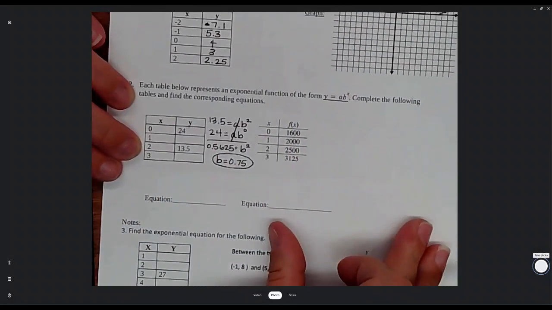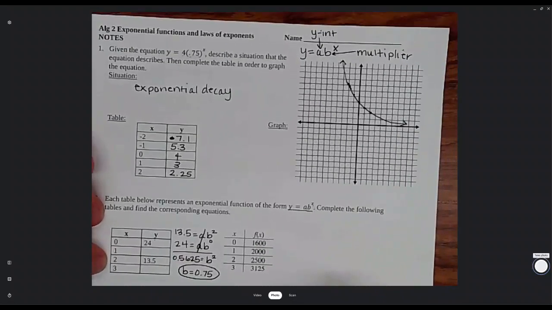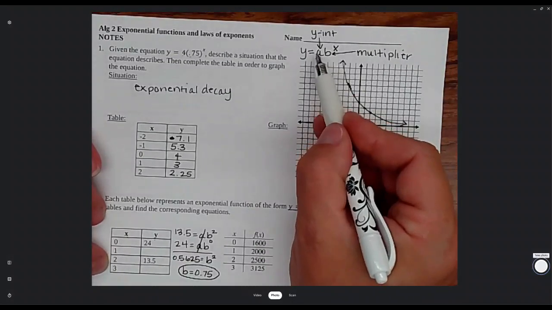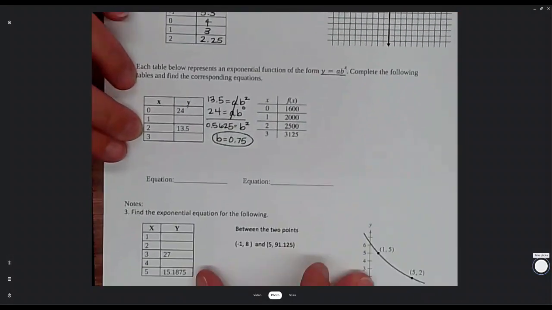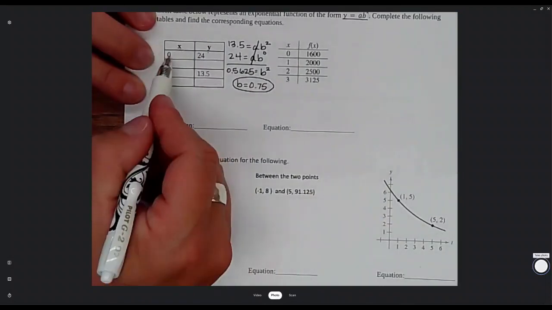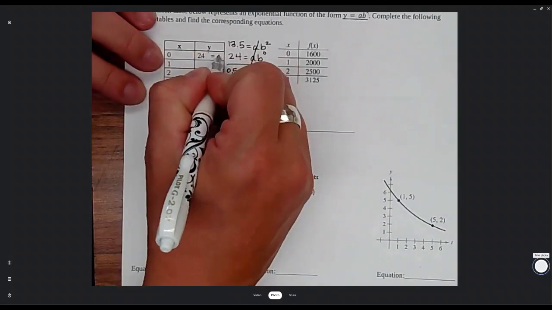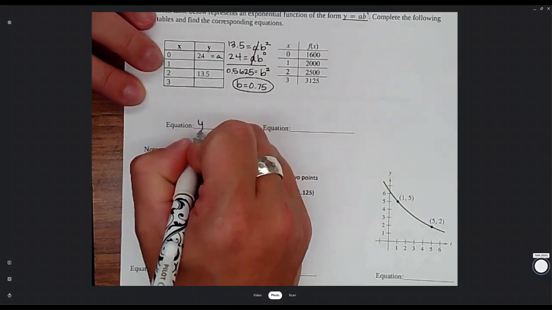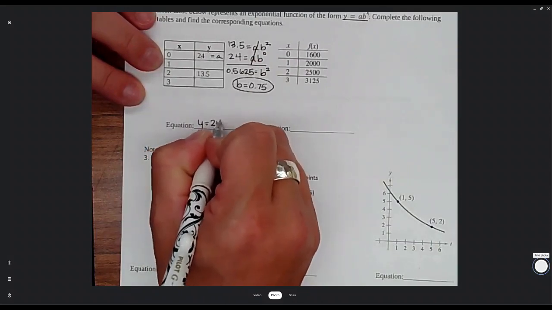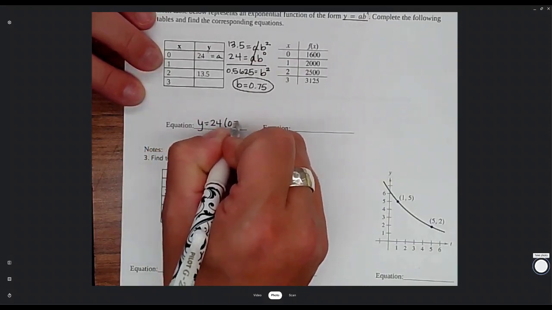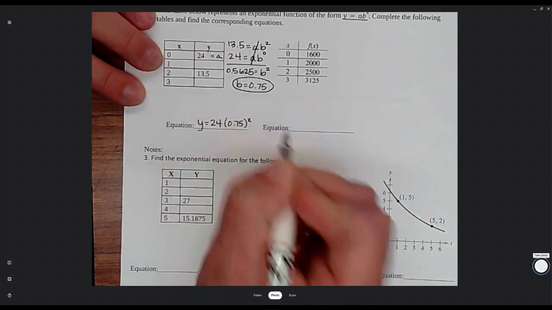Okay, because look at, I'm going to go back up here. The a is the y-intercept. Well, where's the y-intercept? That's when x is 0. Look at that. This is actually the a value. Okay, so we can write our equation. Y equals 24 times 0.75 to the x.